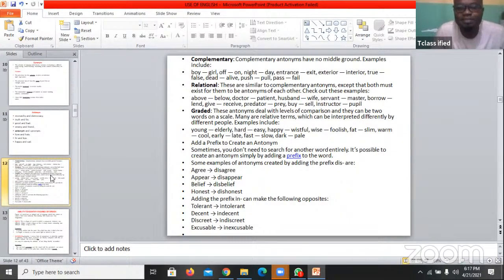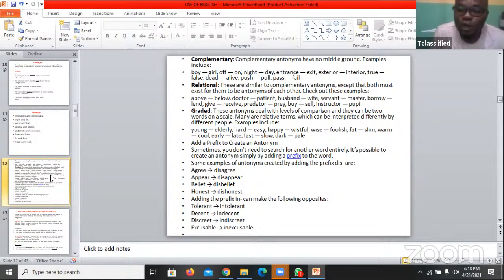Whereas relational antonyms is either that it is above or below. It's either that it is a patient or a doctor. So the doctor takes care of the person. So you can be having such antonyms. This type of antonym is relational. So it's either husband or wife. It's either servant or master. It's either you borrow money, you're borrowing from somebody, or you're lending out. It's either you give or you receive. It's either you're a predator or you are the prey. It's either you buy or you sell. It's either you're an instructor or you're a pupil learning from the instructor.